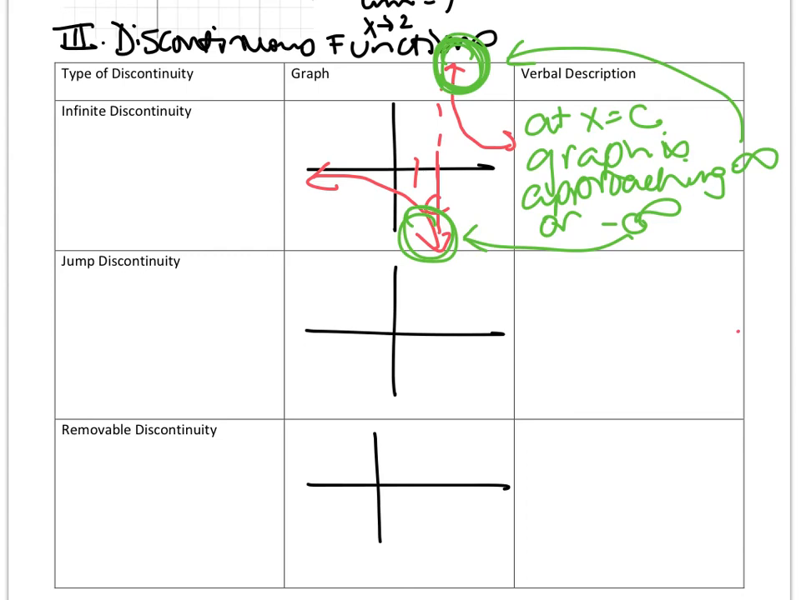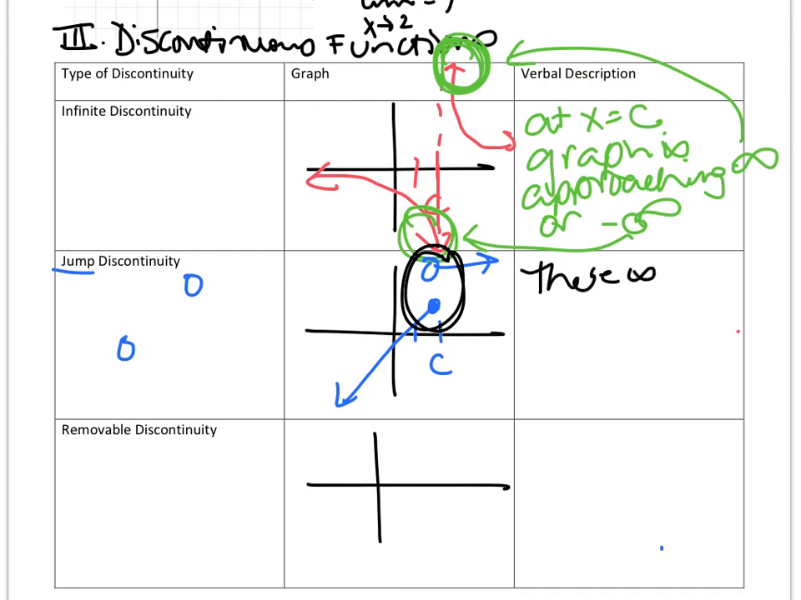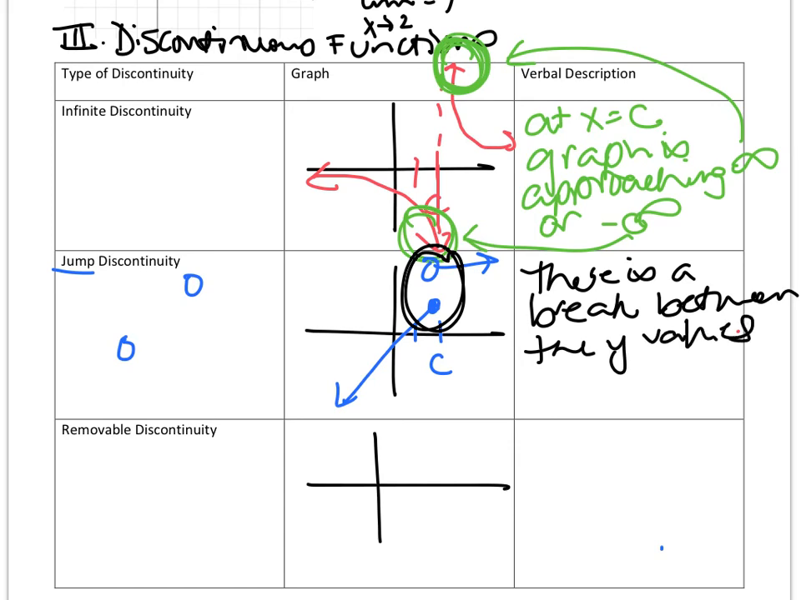A jump discontinuity basically means what it says. You're jumping from one point to the other. If I'm at c, I could have my graph look like this. There basically is a jump between the two. There is a break between the y values at x equals c, so you have two different y values.